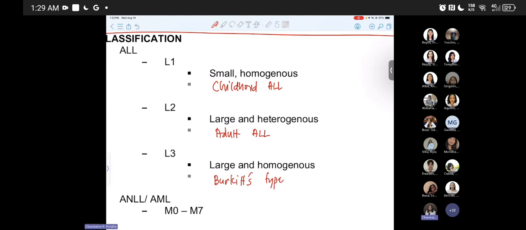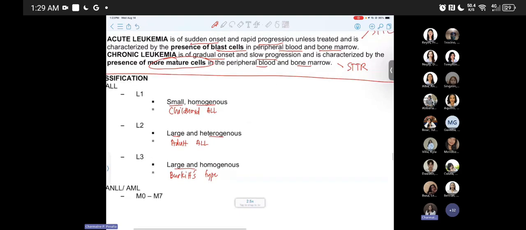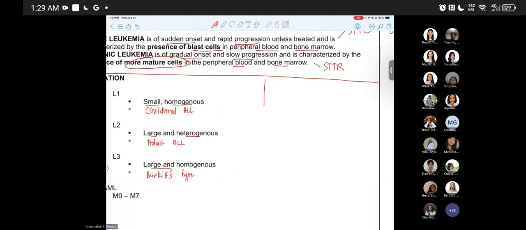Ano tong small, homogeneous, large, heterogeneous, large, homogeneous? Ibig sabihin, yung appearance of lymphocytes are small and homogeneous. Iisa lang yung type of population. Sa L2, yung appearance of lymphocytes are large and heterogeneous, mixed population. L3 is large and homogeneous, large lymphocytes with homogeneous population. To better differentiate the three, gawa tayong table.